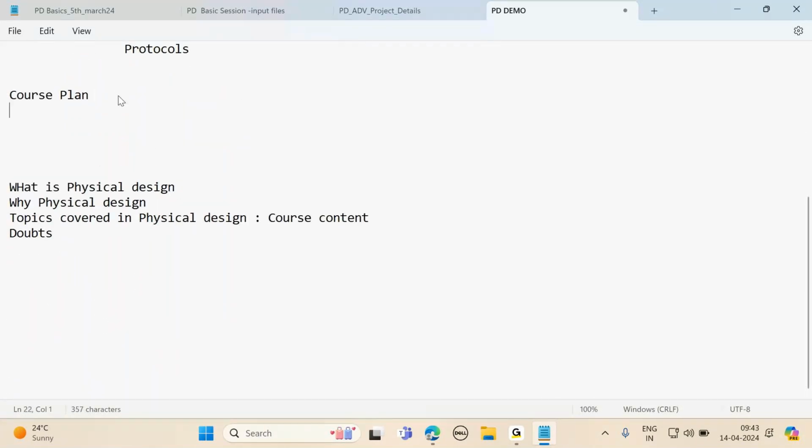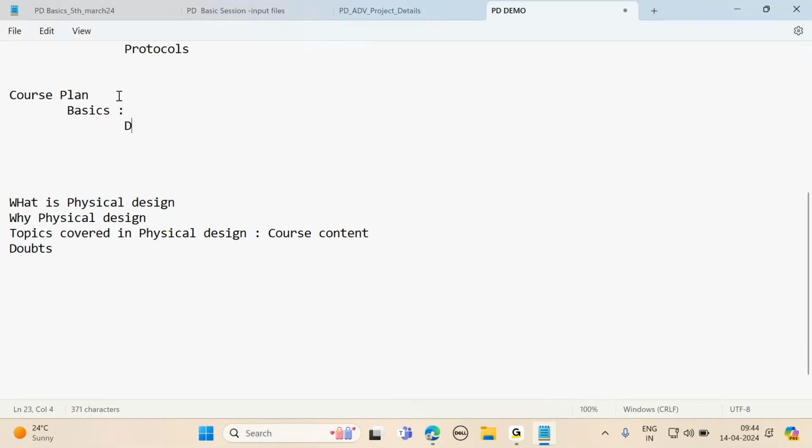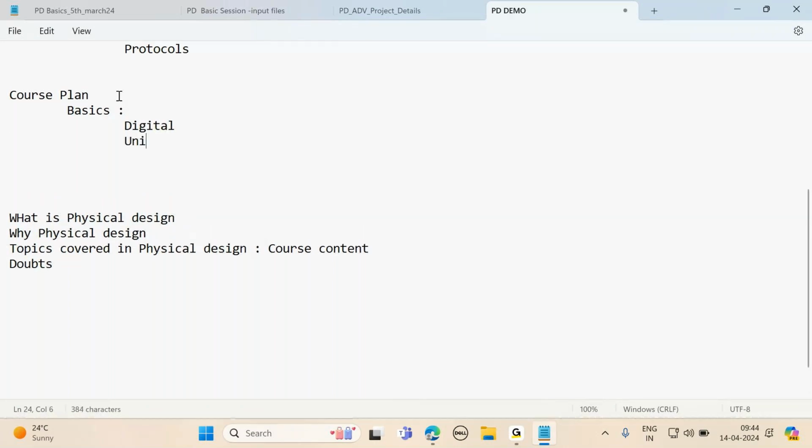For physical design, we need the basics to do the main physical design course. The basics are digital and Unix. Unix is nothing but, you have an operating system called Linux, or Mac operating system, or Ubuntu operating system. You can easily interact with these operating systems by using Unix commands.